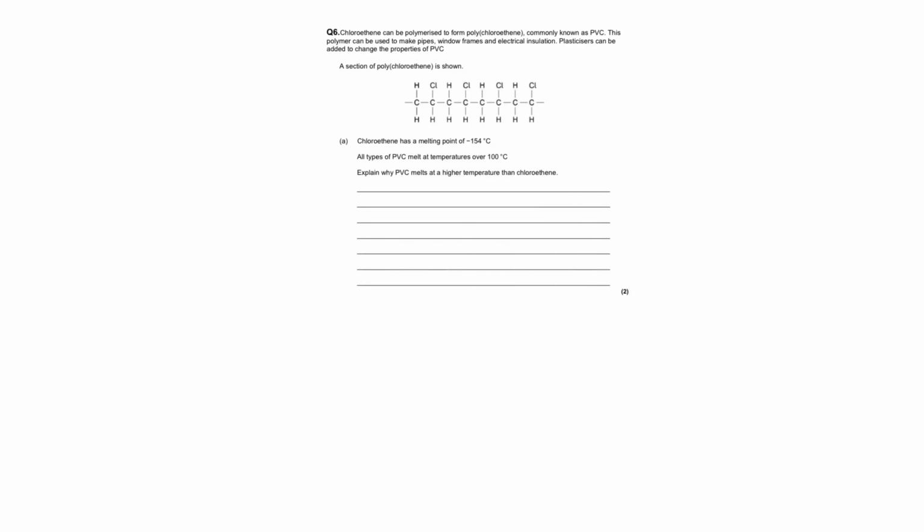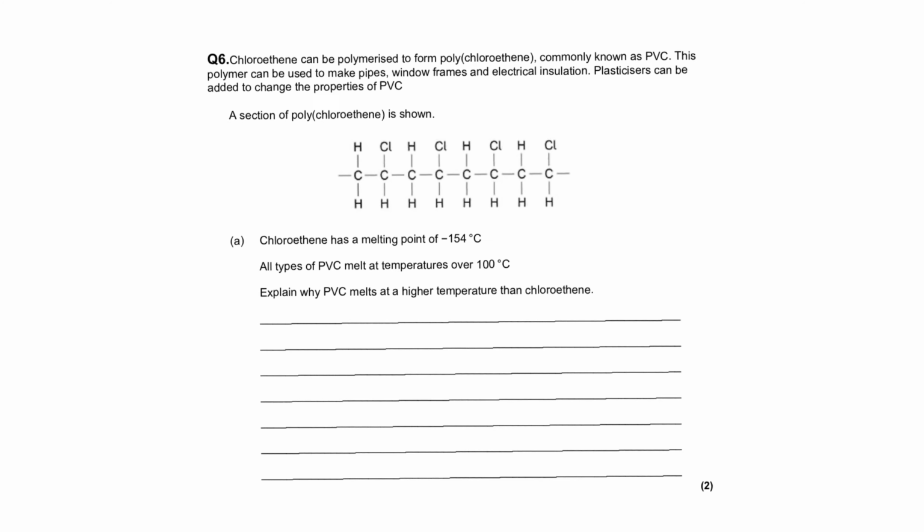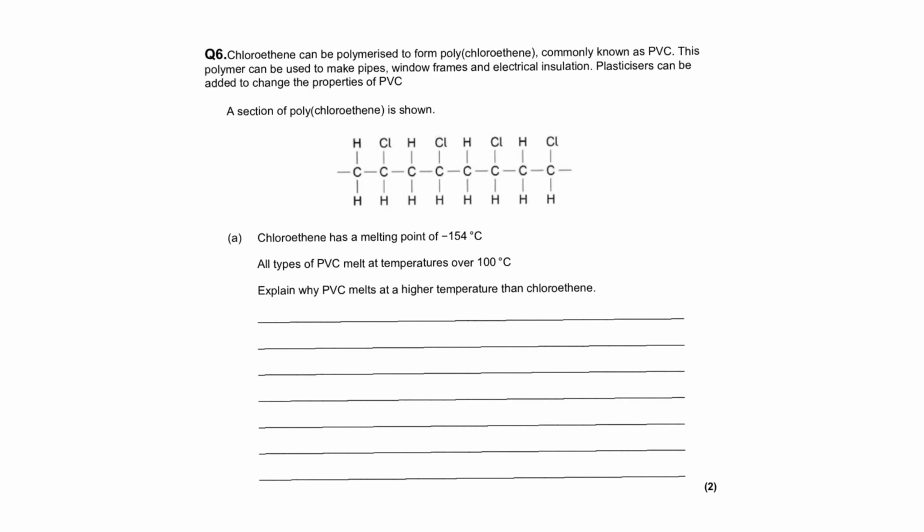Okay, question 6. Chloroethene can be polymerized to form polychloroethene, commercially known as PVC. This polymer can be used to make pipes, window frames, and electrical insulation. Plasticizers can be added to change the properties of PVC. A section of polychloroethene is shown. Chloroethene has a melting point of -154. All types of PVC melt at temperatures over 100.